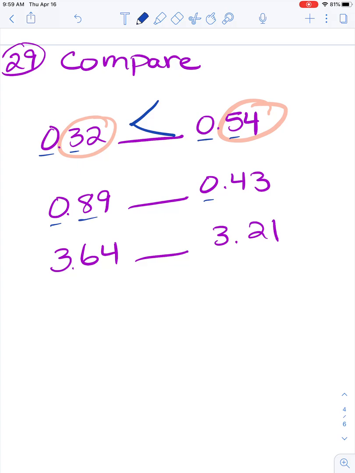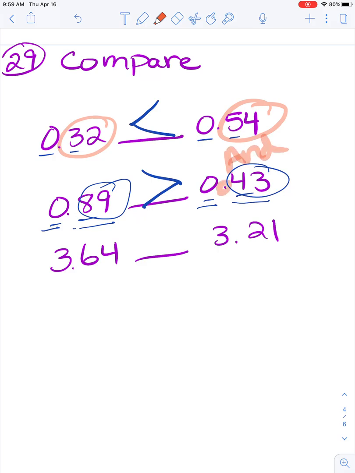Okay. Looking at this one again, look at the ones place. They're the same. Look at the tenths place. We have 8/10 and 4/10. Look at it as money, 89 cents or 43 cents. I want 89 cents. Read it with me. 0 and 89 hundredths is greater than 0 and 43 hundredths. Remember that decimal point? Means "and."